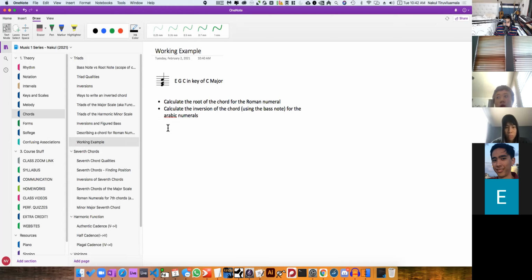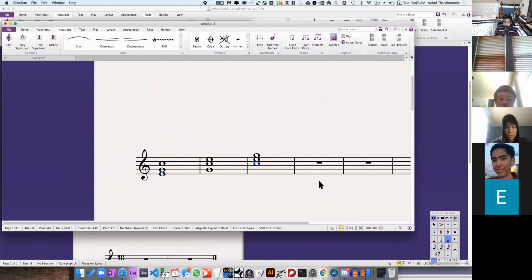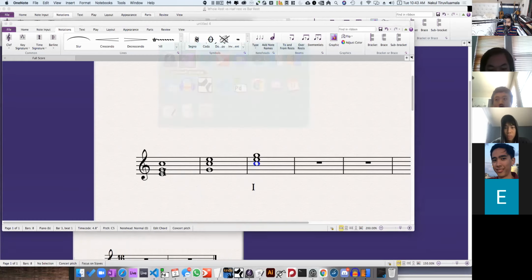So we've already calculated the root of the chord for the Roman numeral, right? We're in the key of C major, and we flipped this, and we figured out that the root note is this note right here, right? So that is the root of the chord, it's C. So the note C in the key of C major happens to be the one chord, right? So this happens to be a one chord right here. We know that. But now we have to figure out the Arabic numerals.